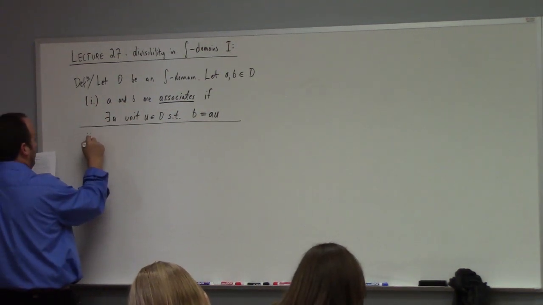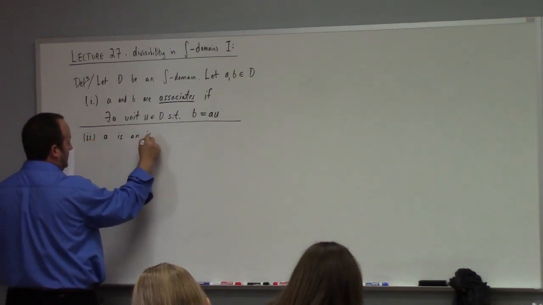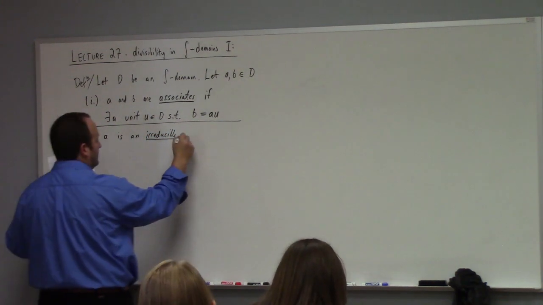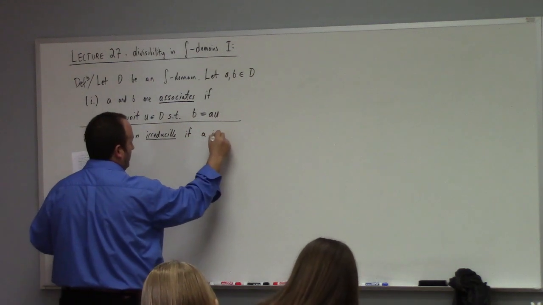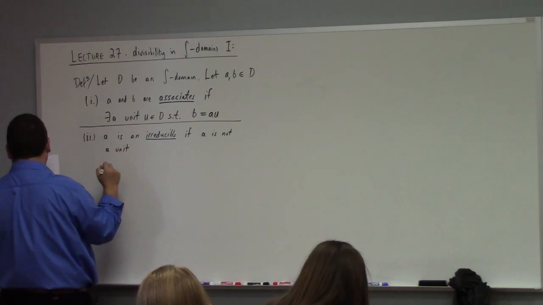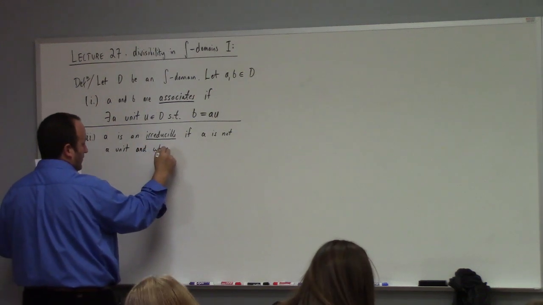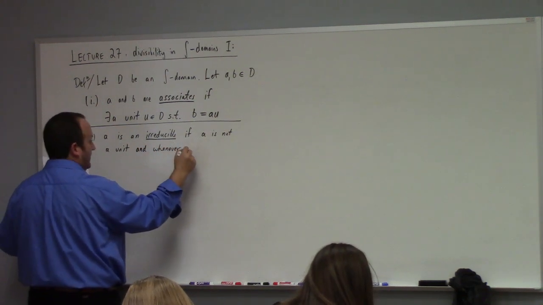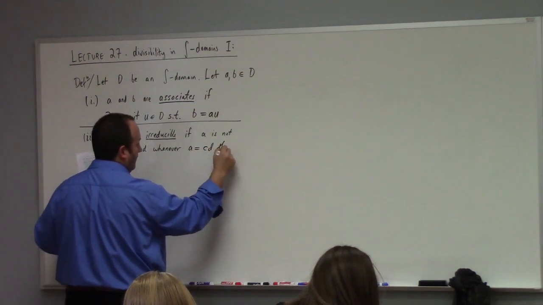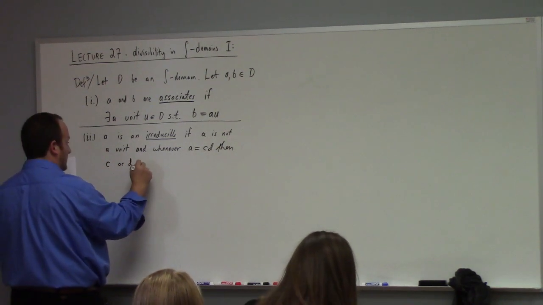Two, A is an irreducible if A is not a unit, and whenever A is equal to CD, then C or D is a unit.